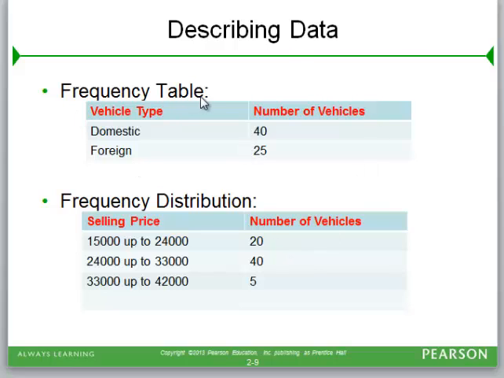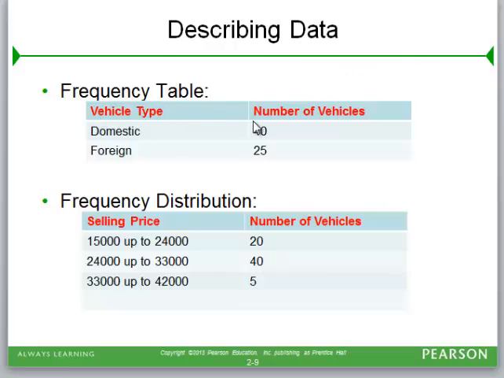The functions of the frequency table and frequency distributions are showing the general pattern of the data and where values tend to concentrate, and to expose the extreme or unusual data values.